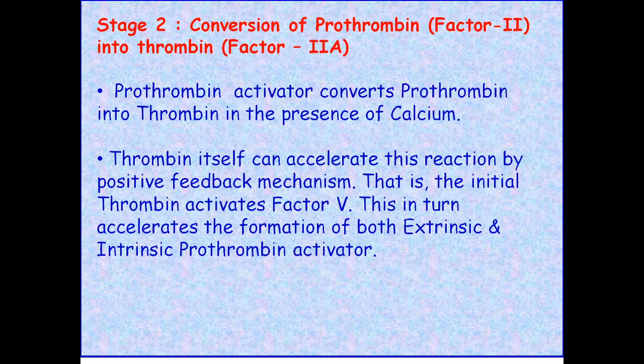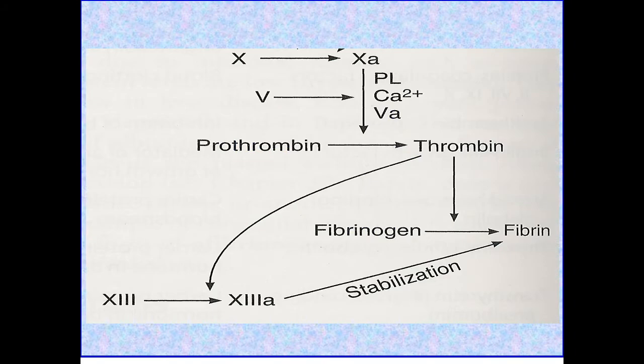Stage 2 is the conversion of prothrombin, factor 2, into thrombin, that is factor 2A. The prothrombin activator converts prothrombin into thrombin in the presence of calcium. Thrombin itself can accelerate this reaction by a positive feedback mechanism, that is, the initial thrombin activates factor 5 into 5A. This in turn accelerates the formation of both extrinsic and intrinsic prothrombin activator.